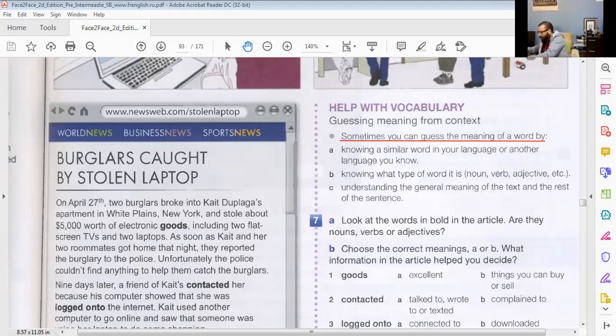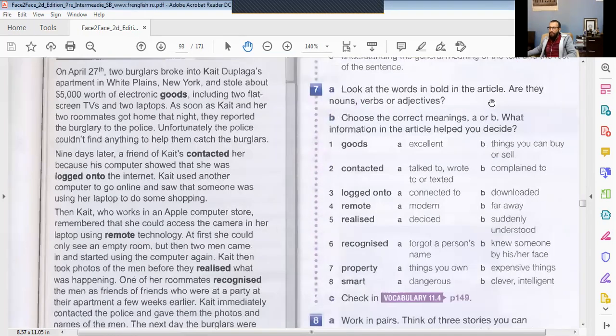This is the idea. Okay. So now let's use these techniques or these tips. And let's try to do number 7. Here it says, look at the words in bold in the article. Are they nouns, verbs, or adjectives? So let's start here.